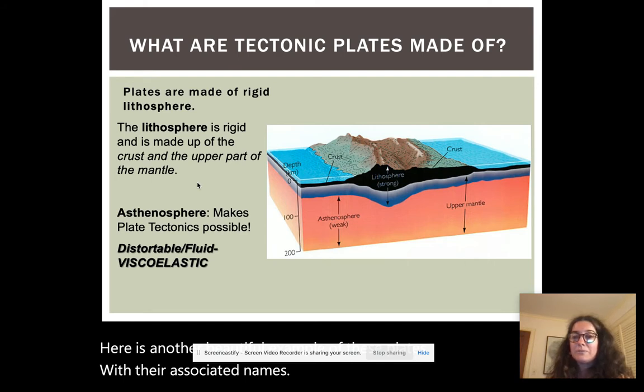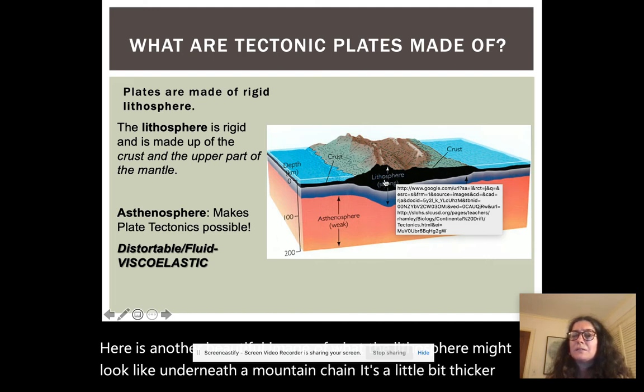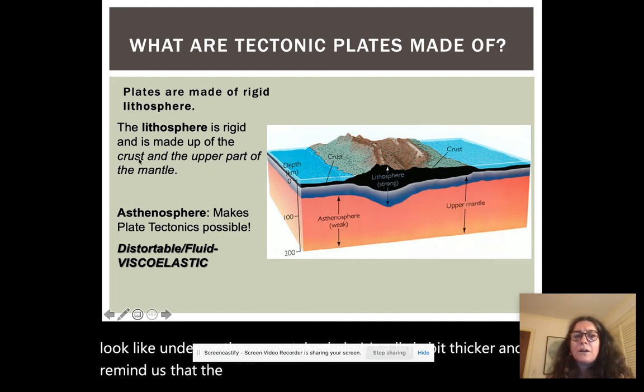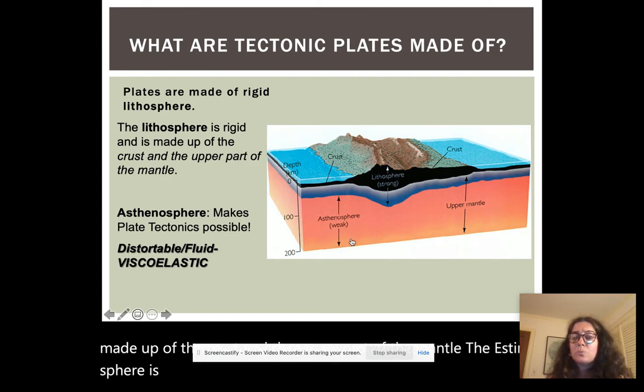Here is another beautiful image of what the lithosphere might look like underneath a mountain chain. It's a little bit thicker. And to remind us, the lithosphere is a word that stands for rigid and is made up of the crust and the upper part of the mantle. The asthenosphere is distortable, and it's weak.